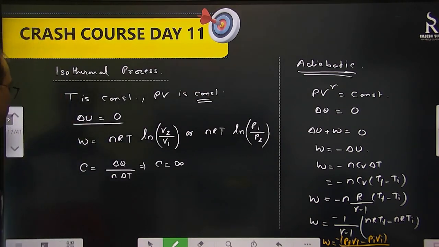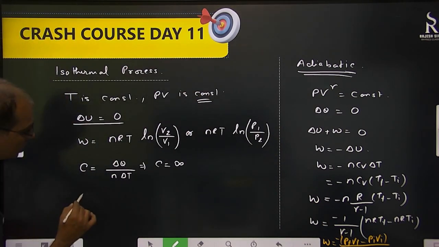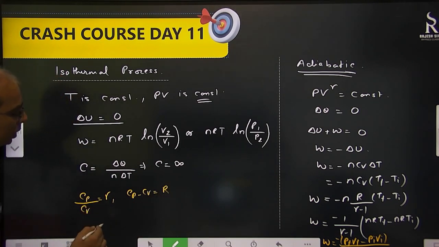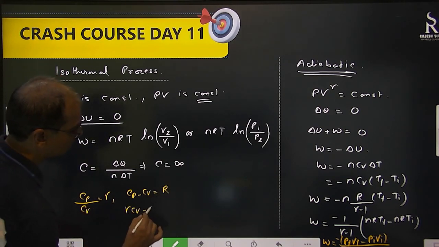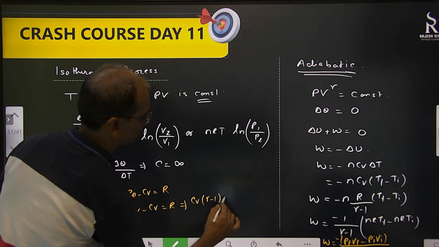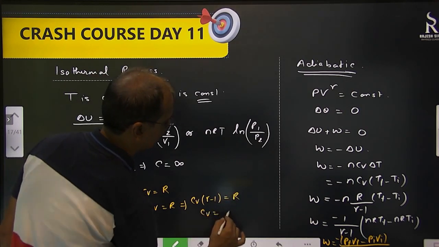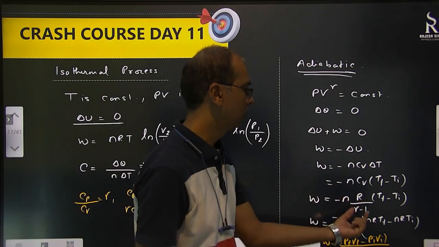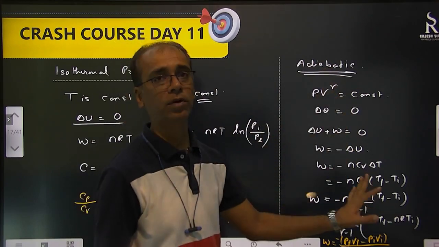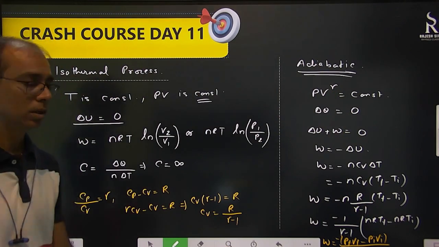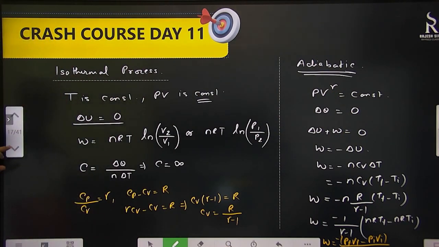Now how is this nR by gamma minus 1 coming, the CV value? That also we will see. We know CP by CV is gamma and CP minus CV equals R. So CP I can write as gamma CV, so gamma CV minus CV equals R. Take CV common: CV times gamma minus 1 equals R. So the CV value is R by gamma minus 1. You have to remember this formula, it is the direct formula. If a direct formula question comes, these are the formulas we should be using. All right, let's move ahead.